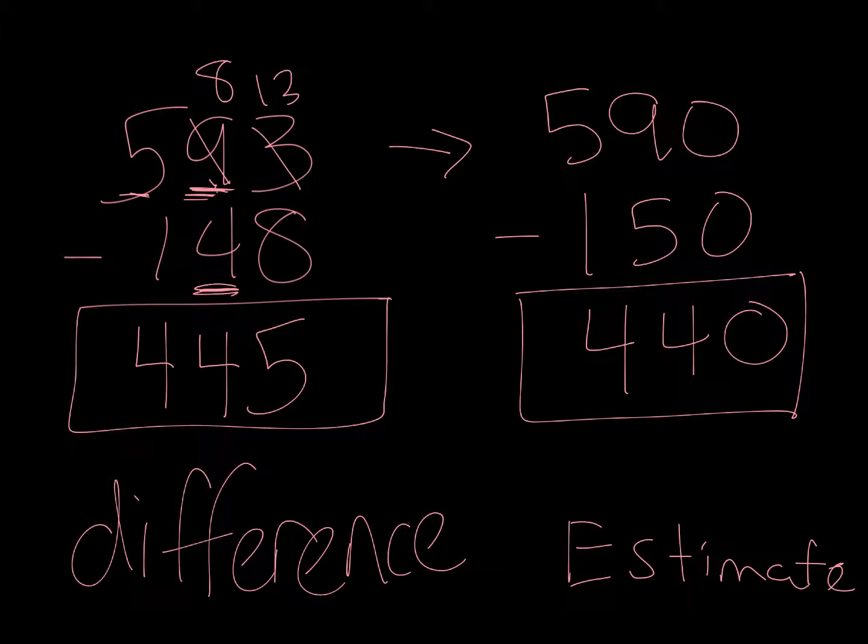Now, our actual difference is 445, and our estimate was 440. They are very close, so these are actually going to be reasonable. And that's the purpose of estimating, is to just make sure that the answer that we get, whether it be a difference or a sum, is reasonable when we compare it to an estimate. Estimates are just easier numbers to work with because they have zeros at the end.